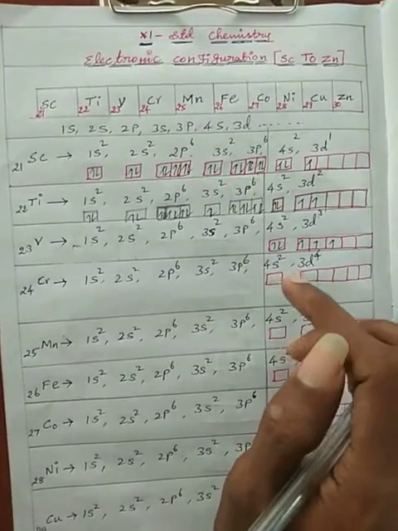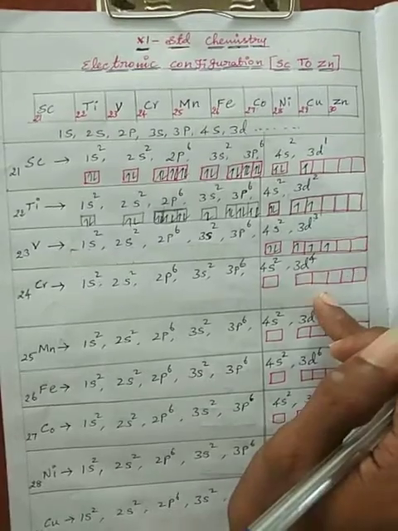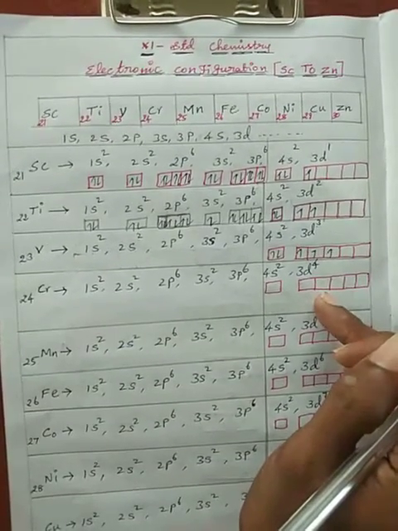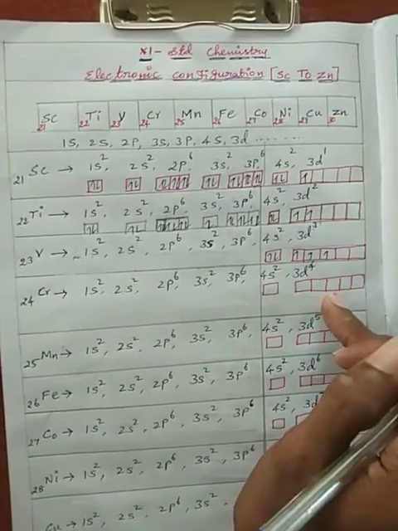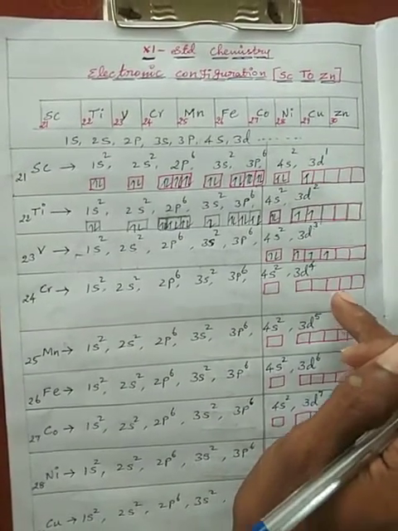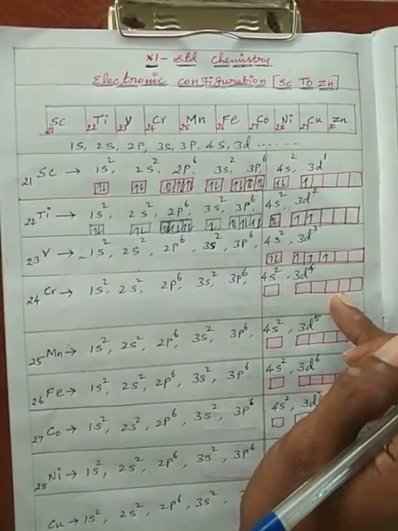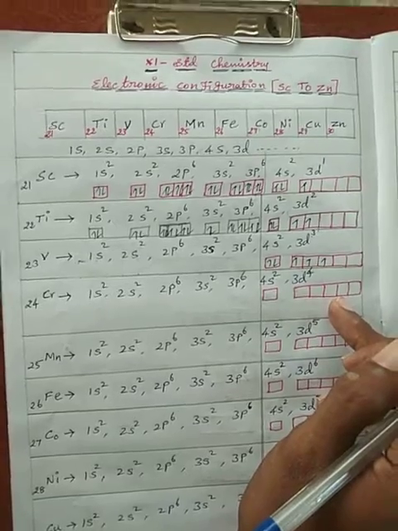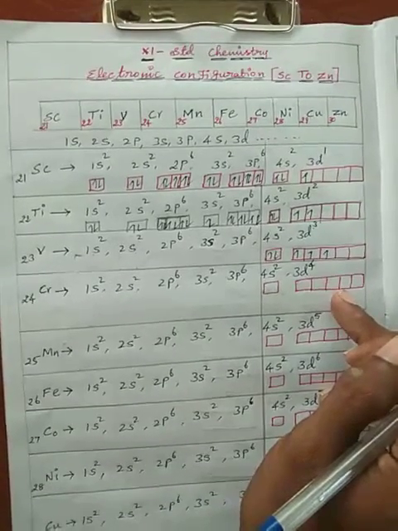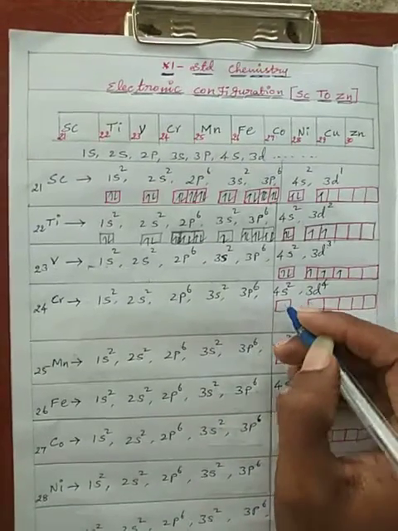An s orbital in the outermost shell means s block elements. Outermost d means d block elements. Outermost f means f block elements. Outermost p means p block elements. For example, nitrogen with 1s2 2s2 2p3: the p orbital is being filled, so it is a p block element.